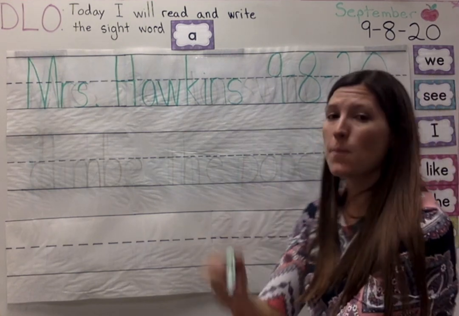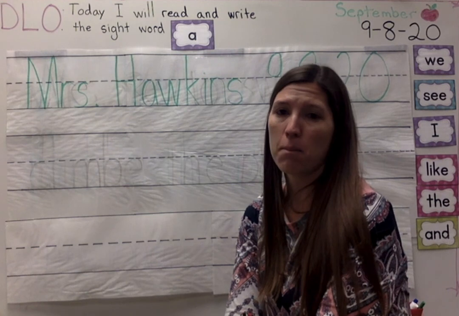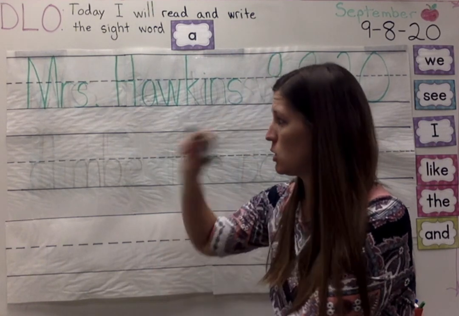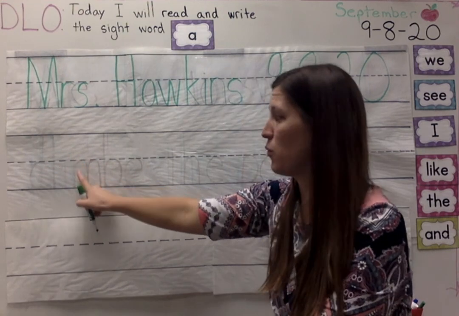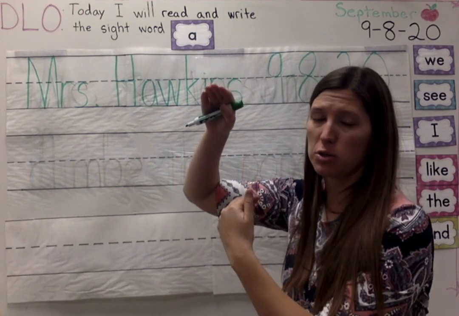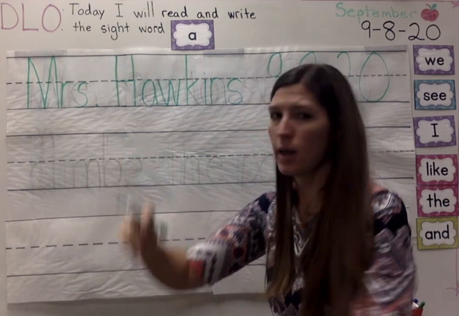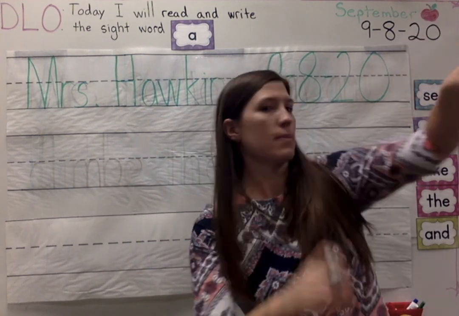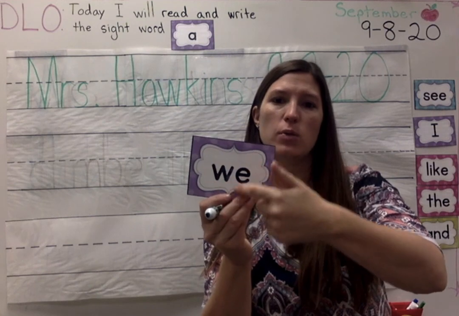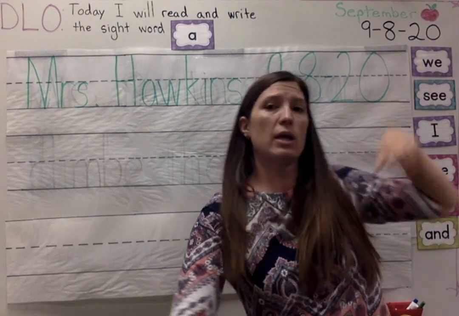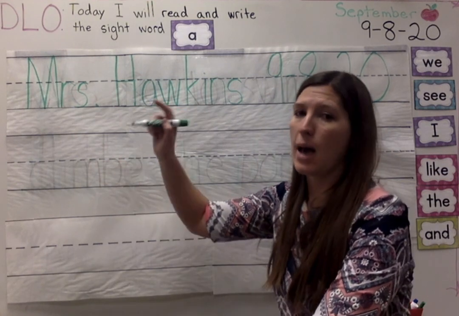All right, my sentence. We see a bus. You're going to copy my sentence just how I do it. Starting with a capital letter. Finger spaces. Tall letters that are supposed to be tall. Short letters that are supposed to be short. We. How do I spell we? W-E. We. But we won't start with a lowercase letter.